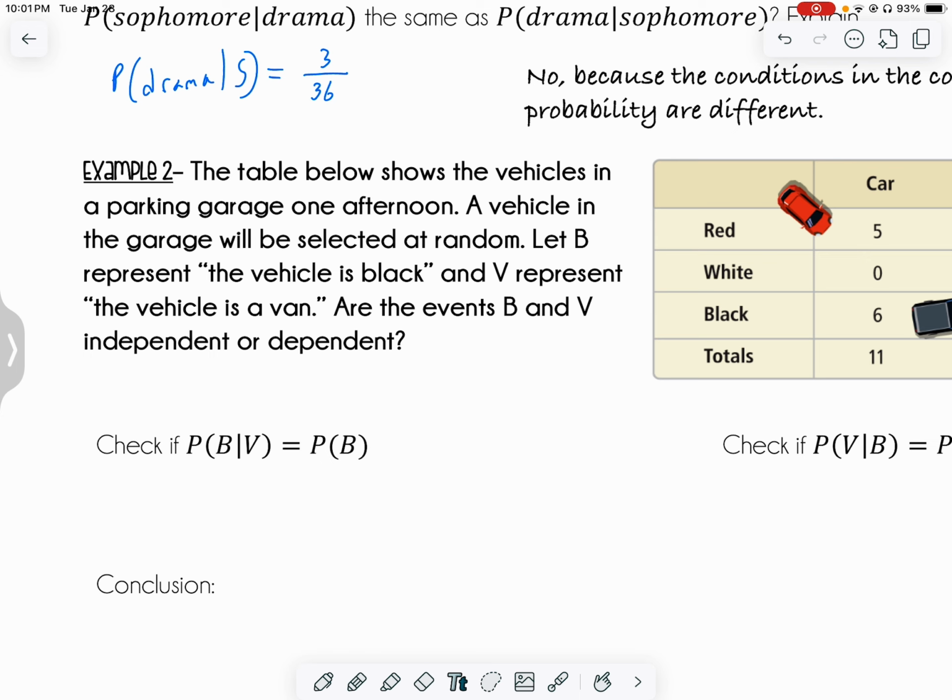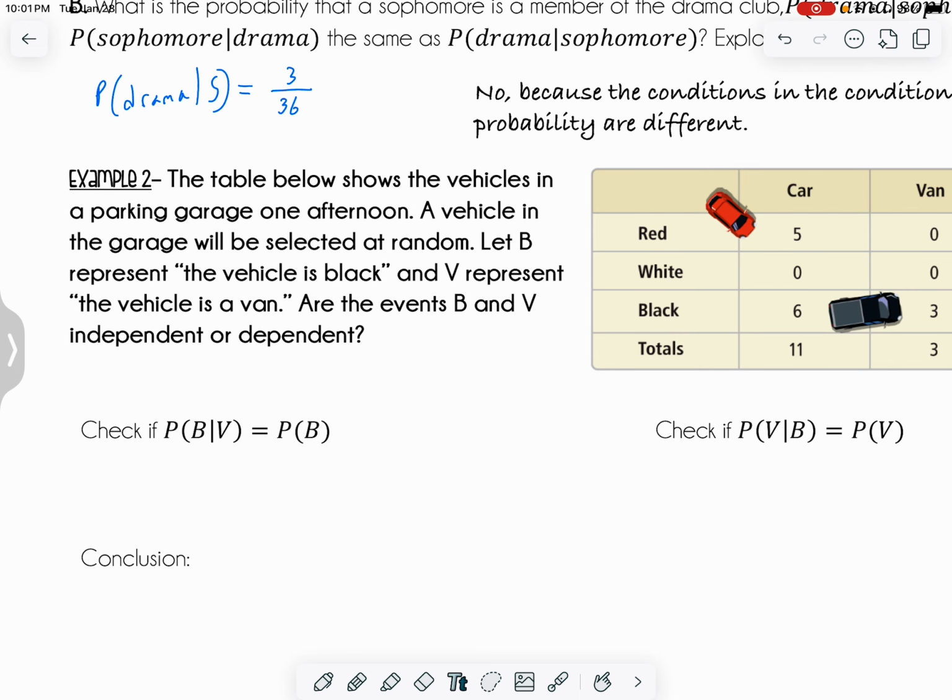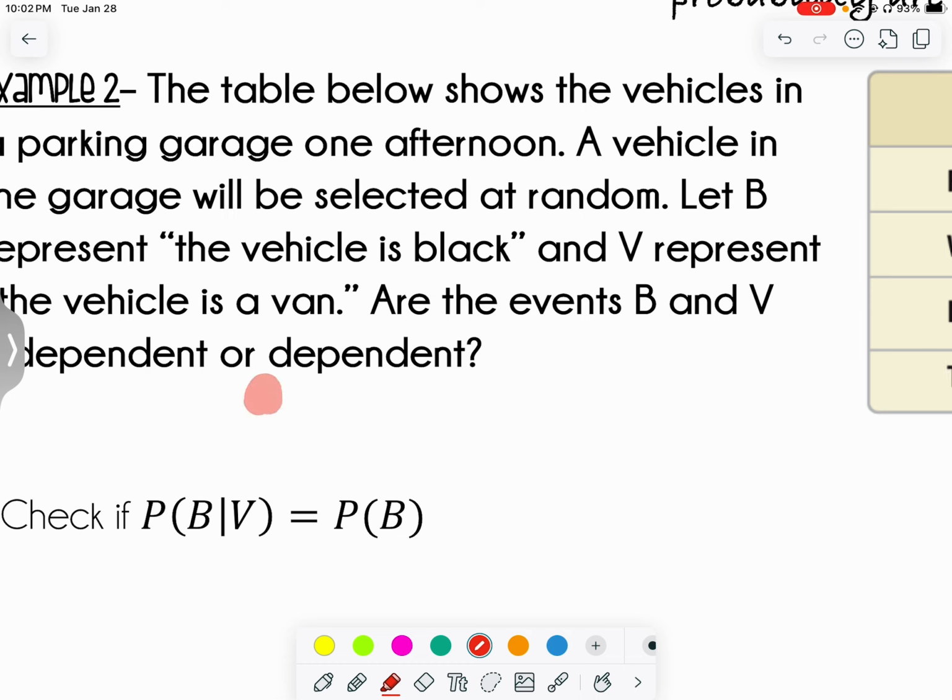So here's a table of vehicles in a parking garage one afternoon. A vehicle in the garage was selected at random. Let B represent the vehicle that's black, and V represent that the vehicle's a van. Are the events B and V independent or dependent? Technically, if you take a look at that dependent, we would actually say not independent. We'll pick the highlighter there. Or not independent.